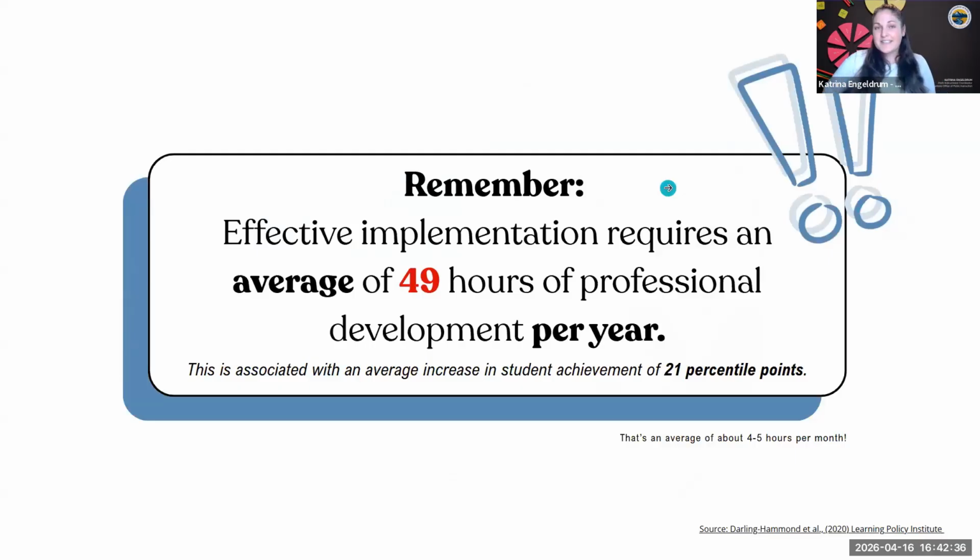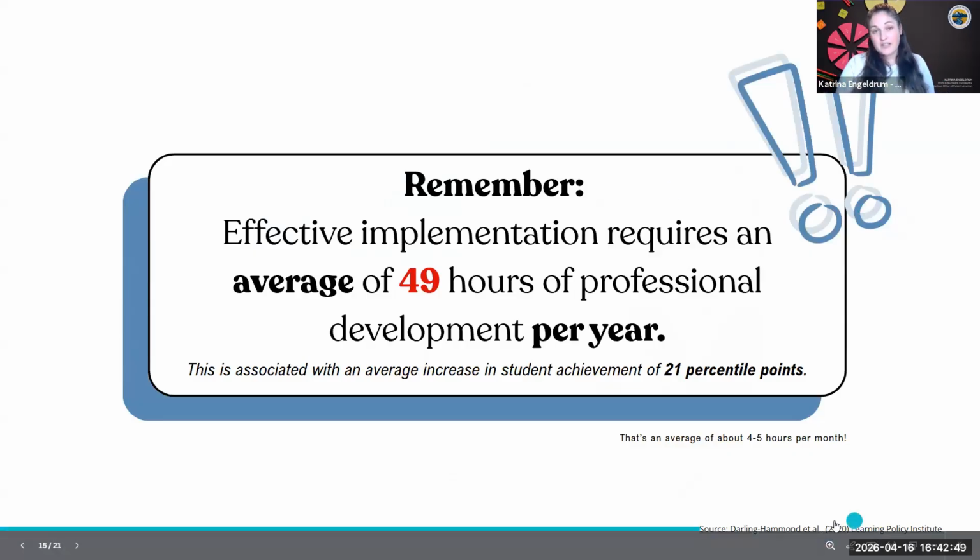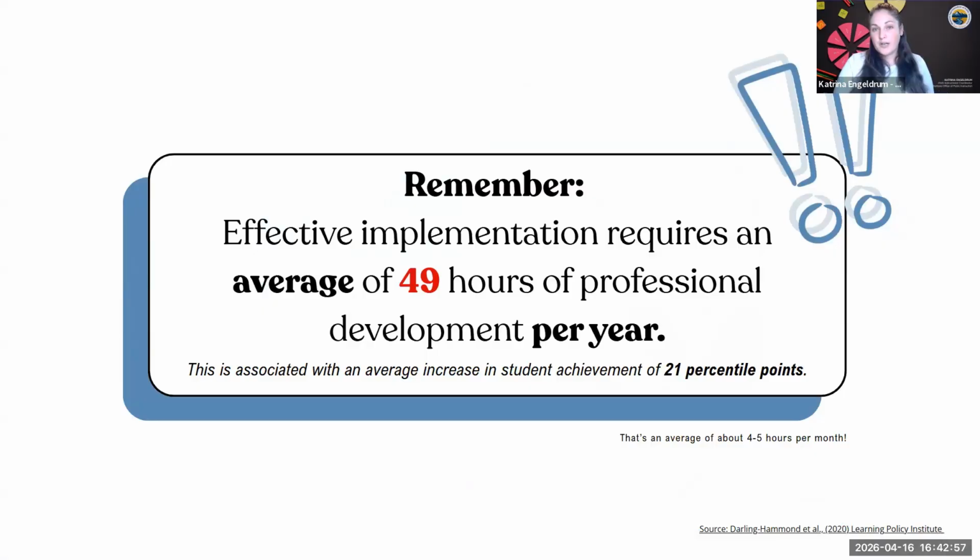And this was an interesting statistic I came upon recently that I thought would be empowering to share. This is from Darling-Hammond is the citation. I do have it linked down here if you'd like to look at that report yourself. This research report states that it takes an average of 49 hours of professional learning per year to implement something effectively, and that implementation of that PD has an average increase of student achievement by 21 percentile points. So that PD is really powerful in making a movement on student outcomes.